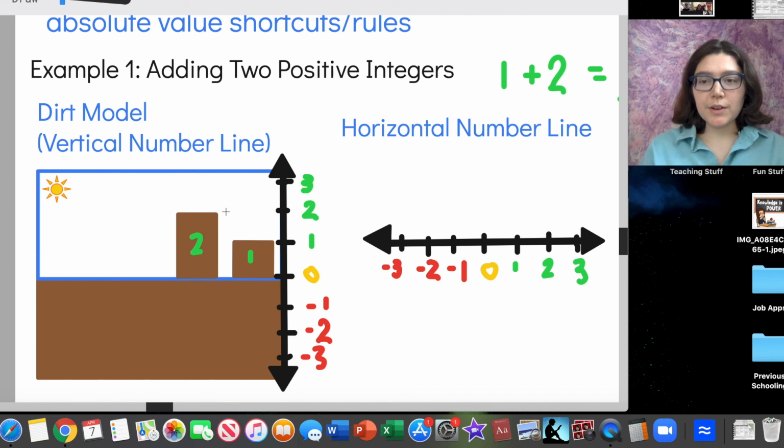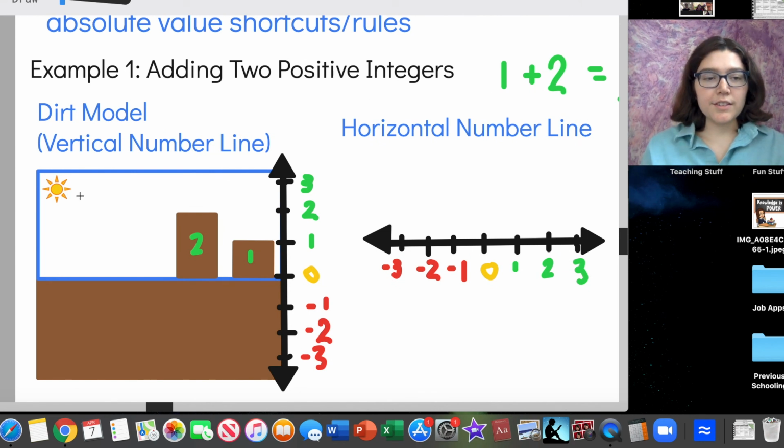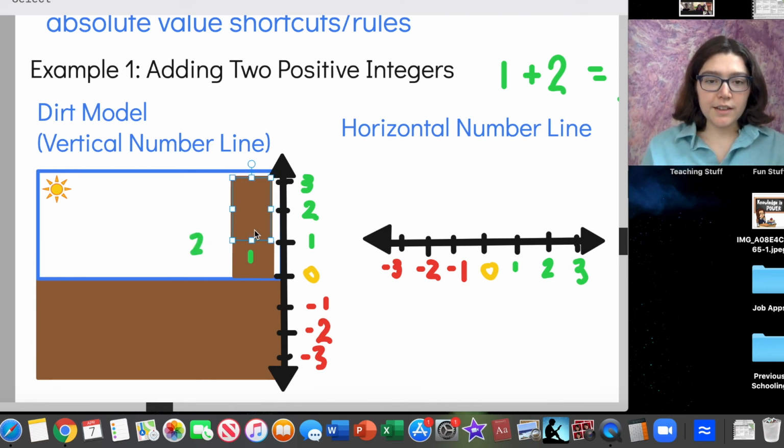Okay, and when we're told what is 1 plus 2, they're saying what happens when we combine this pile of dirt that's 1 foot high with this pile of dirt that's 2 feet high. I can do that pretty easily. I put the 1 on top, and we get right here to the number 3. Right, so now I have a pile of dirt that's 3 feet or 3 units high. So that's a way to think about it.